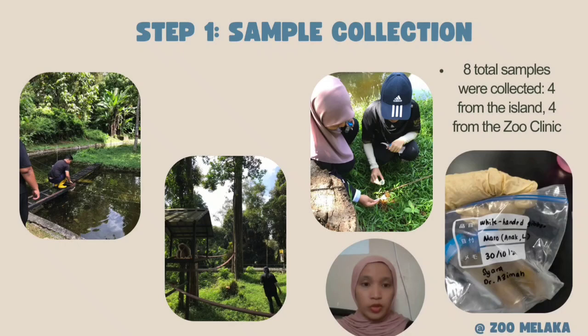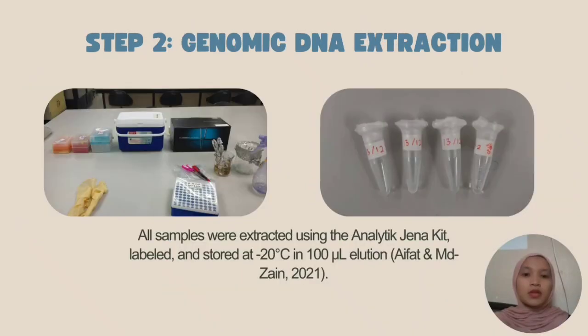The sample collection was made at the Zoo Melaka. There were 8 total samples collected, 4 from the island and 4 from the zoo clinic. The sample collection was helped by the zoo staff as well as my supervisor and my partner of this FYP project. So next is the genomic DNA extraction.